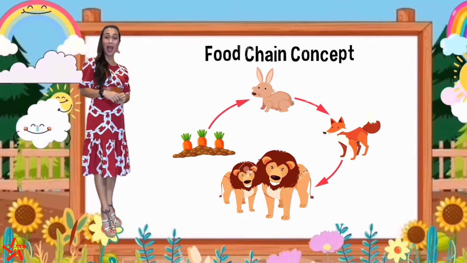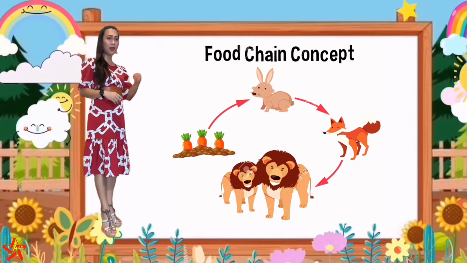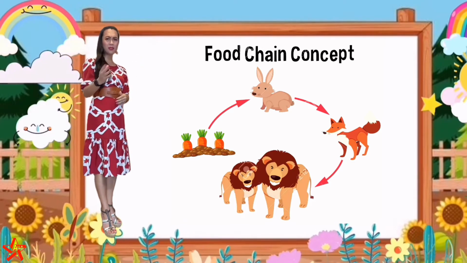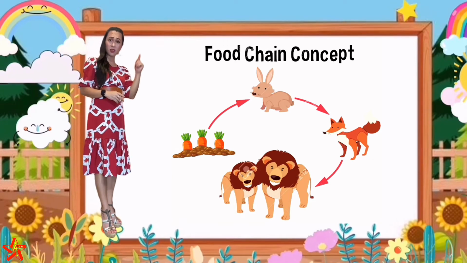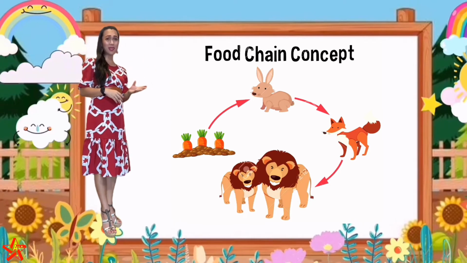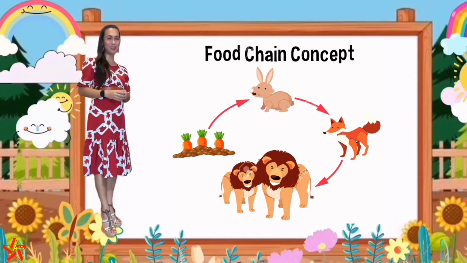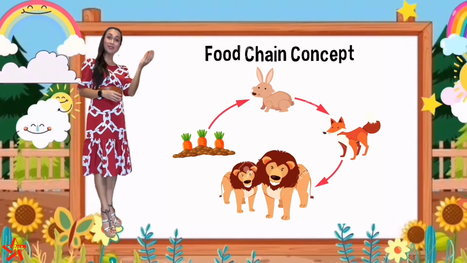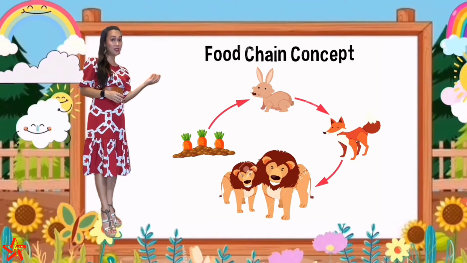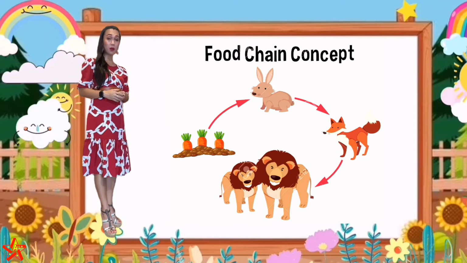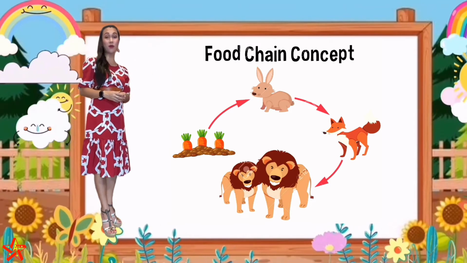Rabbit is an animal, whereas carrots is a vegetable. And how about the lion? What does the lion eat? Correct, the lion eats another animal, which is the fox. So as you can see, this concept explains about food chain. The rabbit eats carrot, which is a plant. And of course, the fox eats rabbit. Rabbit is an animal. And the lion eats the fox. Okay, and fox is also an animal.